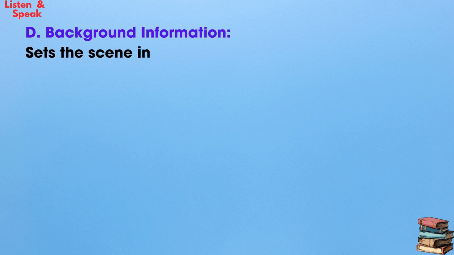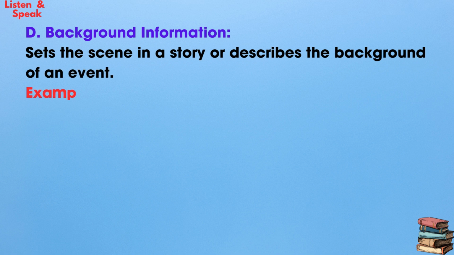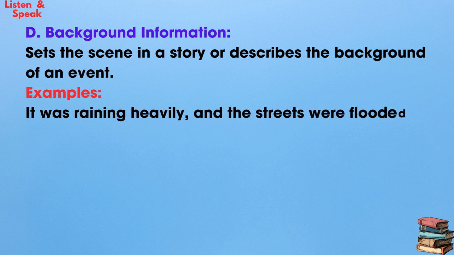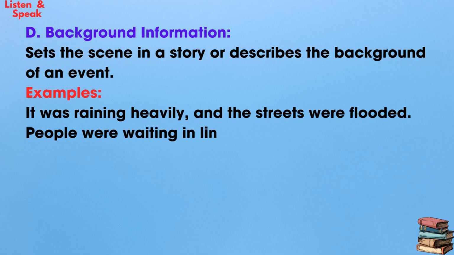D. Background information. Sets the scene in a story or describes the background of an event. Examples. It was raining heavily and the streets were flooded. People were waiting in line and the mood was tense.